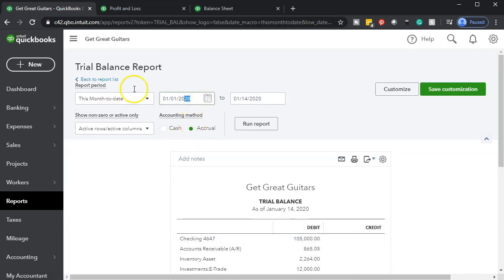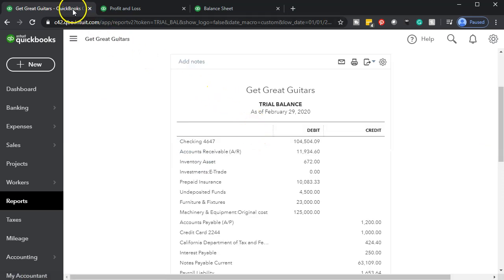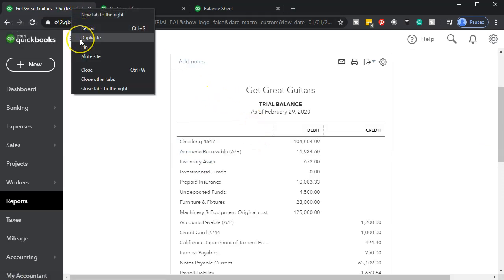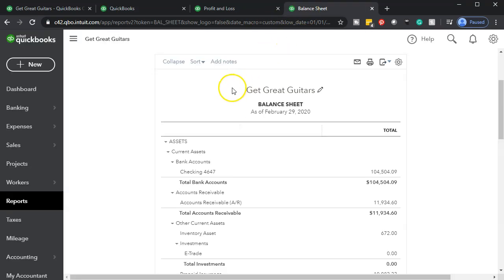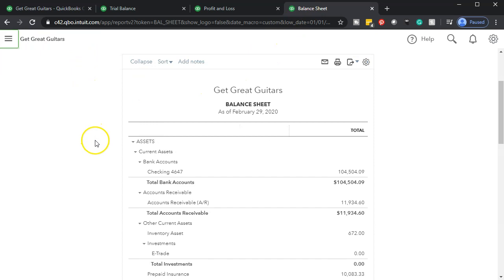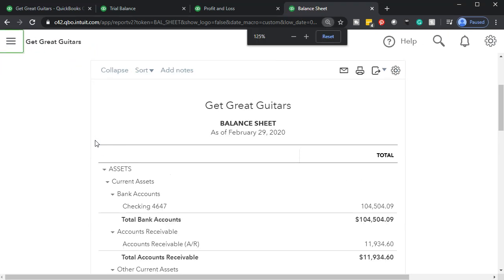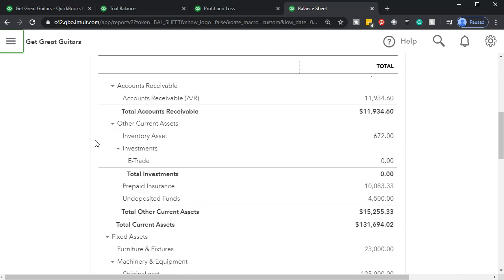Going to scroll back up top, change the dates once again from 01/01/20 to 02/29/20. We'll run that report. Then I'm going to duplicate the tab up top, right-clicking on that tab and duplicating it. Now let's go back to the balance sheet. Let's close up the hamburger on the left, hold down control, and scroll up to get that up to 125. We're looking here at depreciation now.